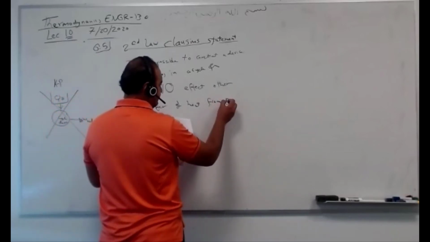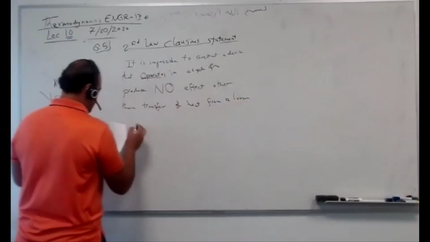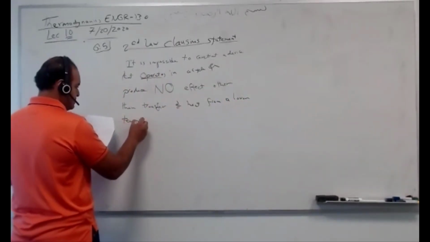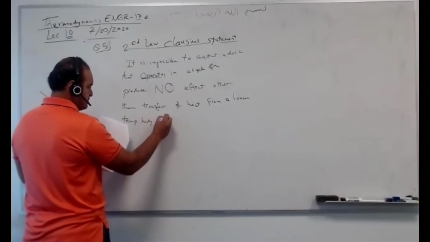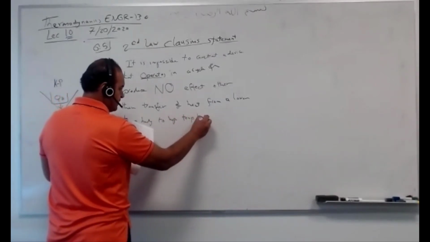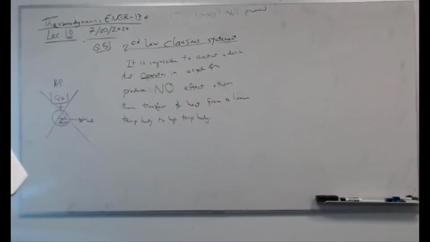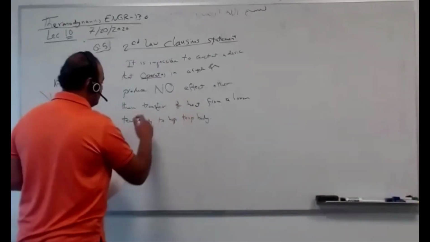Write it down now. I'm going to check it. So what he said: it's impossible to construct a device that operates in a cycle and produces no effect other than transfer of heat from a high temperature body to a low temperature body. I think this is high to low.